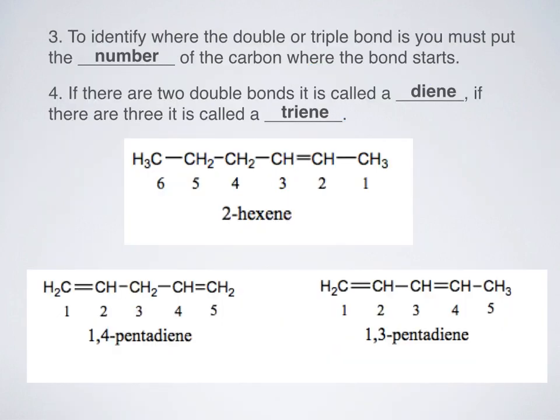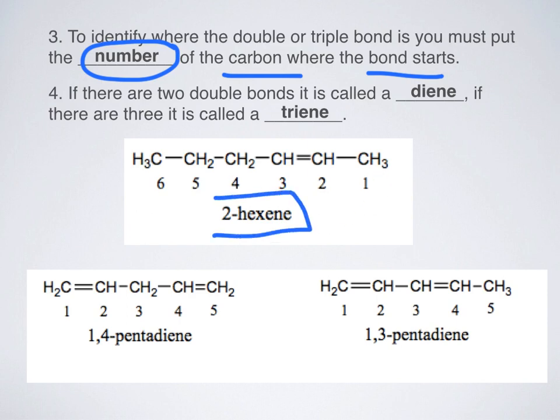Next up, I have to identify where my double or triple bond is. So I must put a number of where that carbon is, where the bond starts. Take a look at this one right here. This is what we call 2-hexene. Why 2-hexene? Because I have a double bond somewhere since it ends in ene, and my numbering goes 1, 2, 3, 4, 5, 6. So at carbon 2, that's where my double bond starts. That's what this 2 represents.